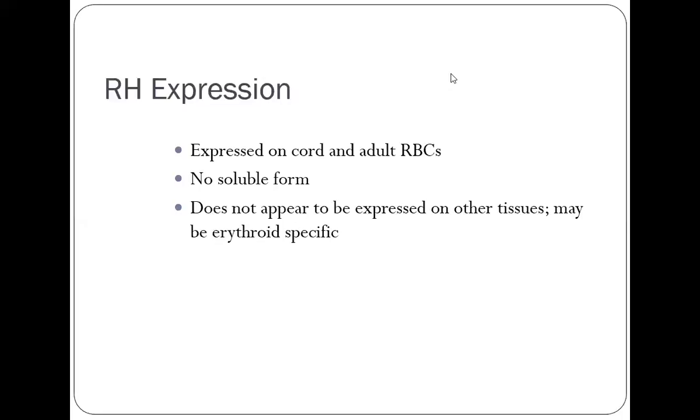Another thing I wanted to mention about the expression of the Rh blood group system is that these inherited antigens are expressed on cord blood cells. So they're expressed very early on in a fetus's development, and then they're also expressed obviously on adult red blood cells. There is no soluble form, which is the case for the ABO blood group system, so this is different. And then it does not appear to be expressed on any other tissues. So it's very, very erythroid or red blood cell specific.